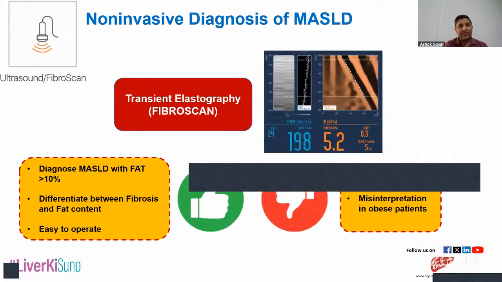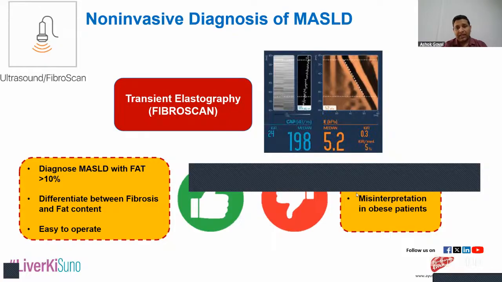Then another non-invasive test, which is transient elastography, can diagnose MSLD with a fat content of more than 10%, and it is very useful in differentiating between fibrosis and fat content. It is also very easy to operate, though you need training to do this procedure.